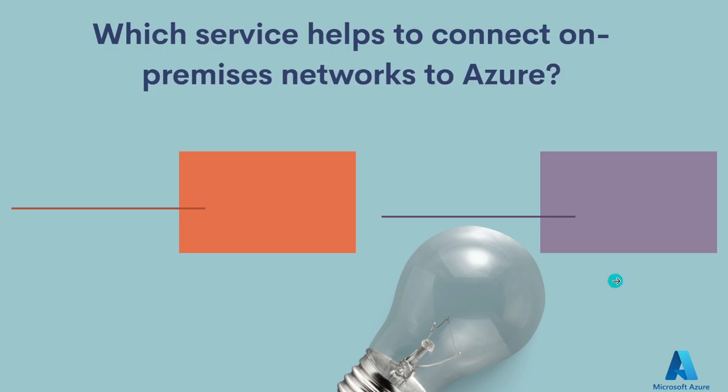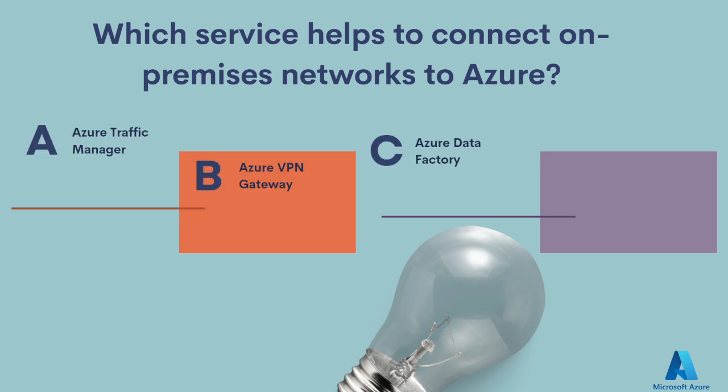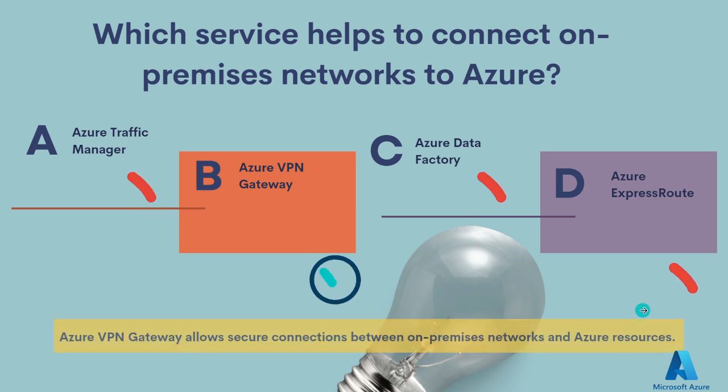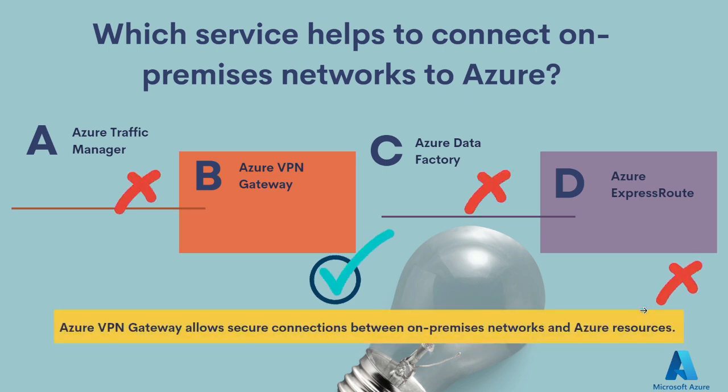Our next question is, which service helps to connect on-premises networks to Azure? And our options are Azure Traffic Manager, Azure VPN Gateway, Azure Data Factory, or Azure ExpressRoute. So our right answer is Azure VPN Gateway. Azure VPN Gateway allows connection between on-premises networks and Azure resources. Let's go to the next question.